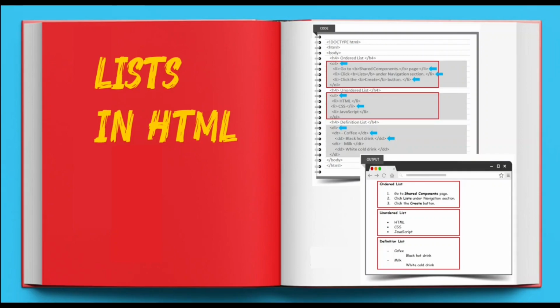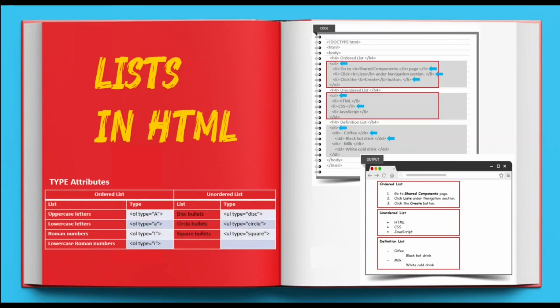You can use different ordered and unordered list on your web page by applying the following type attributes. For example, if you want to specify bullet points in uppercase alphabets, append type equals A within the OL tag.